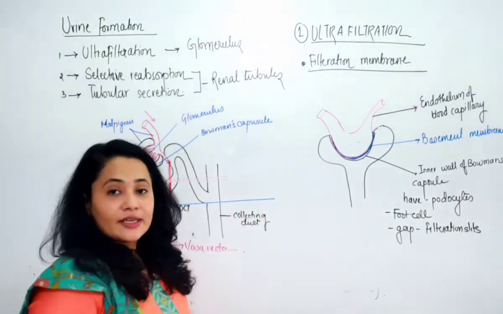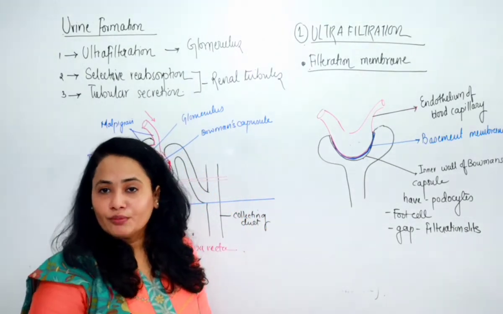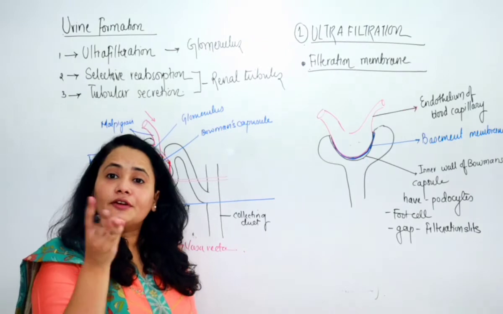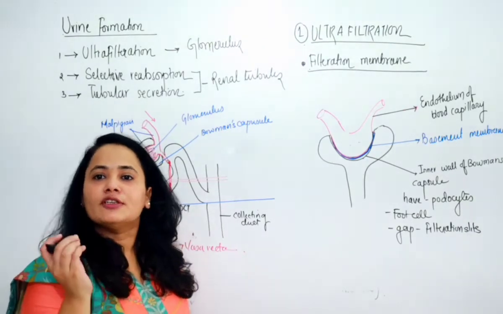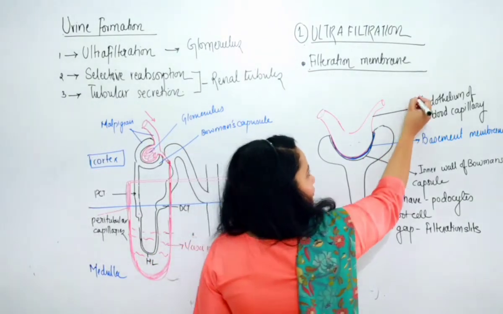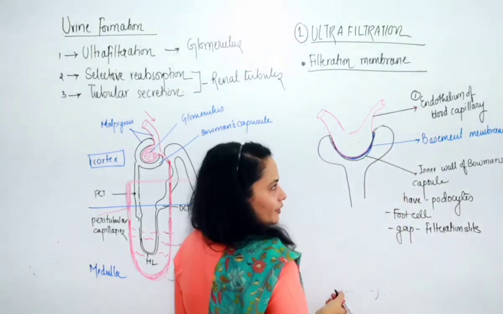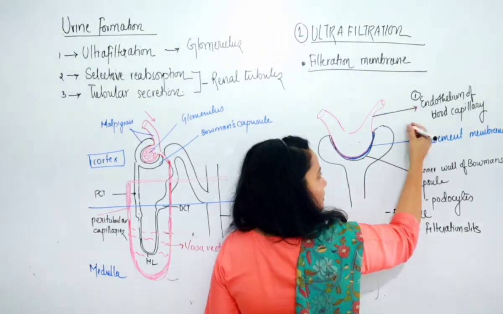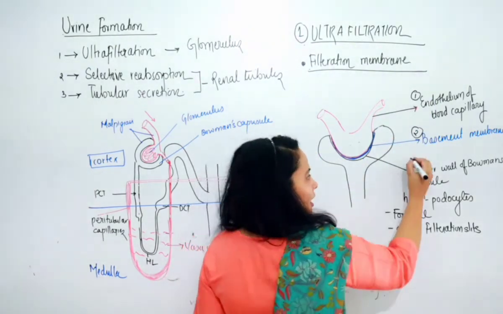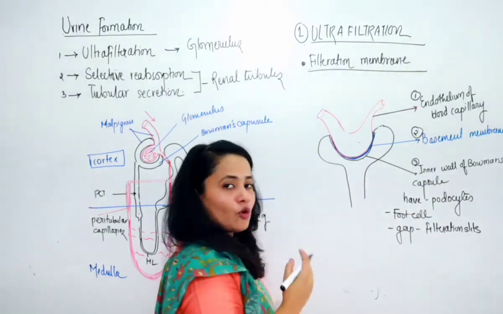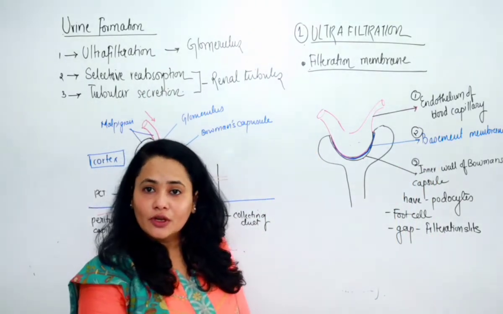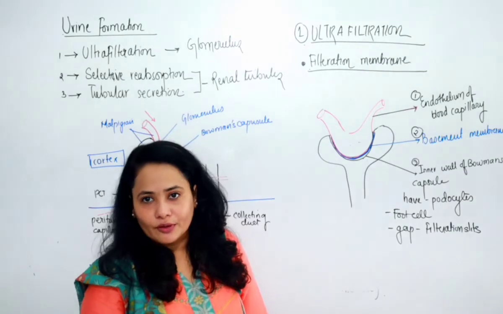So this is basically the filtration membrane comprising of three different walls or three different layers. So the first is endothelium of blood capillary, second is the basement membrane separating the two structures, and the third is the wall of Bowman's capsule. But which wall is involved over here? The inner wall is involved over here.